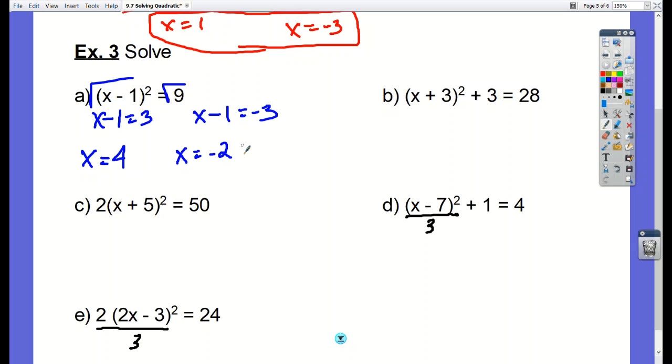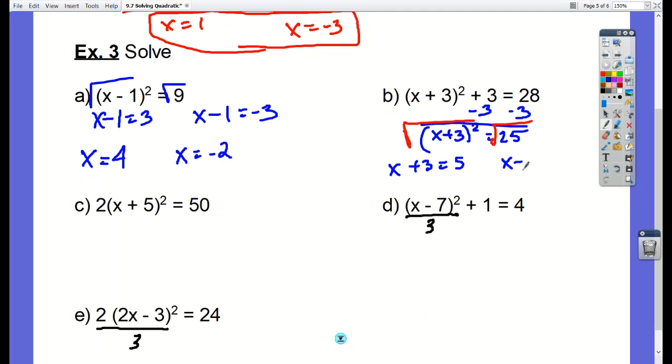All right, Aiden, what do we do in part B? Add 3, or subtract 3 from both sides. And then take the square root. And what's that give us? x plus 3 equals 5, and x plus 3 equals negative 5. All right, subtract that 3 over, so we get x is 2, x is negative 8. All right, let's keep going here.